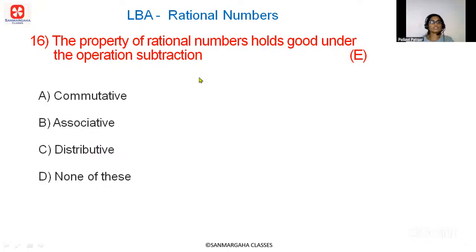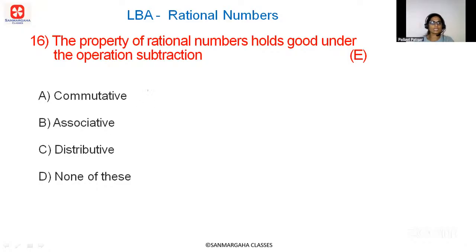In the rational number chapter, look at question number 16. The property of rational numbers that holds good under the operation subtraction. Option A, commutative. B, associative. C, distributive. D, none of these. So here, commutative property for subtraction.